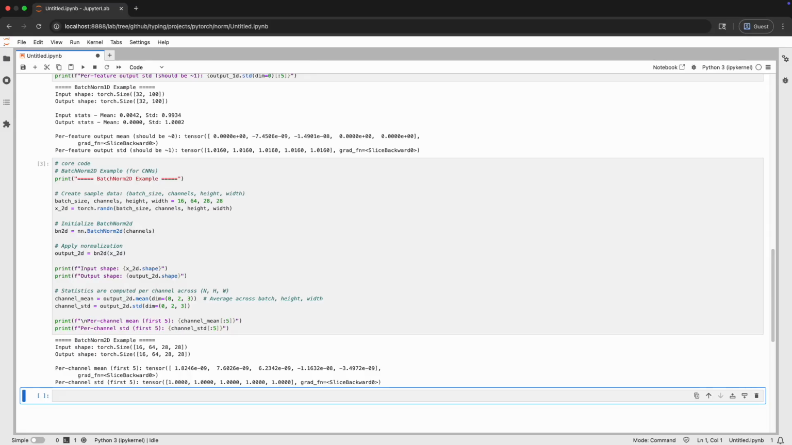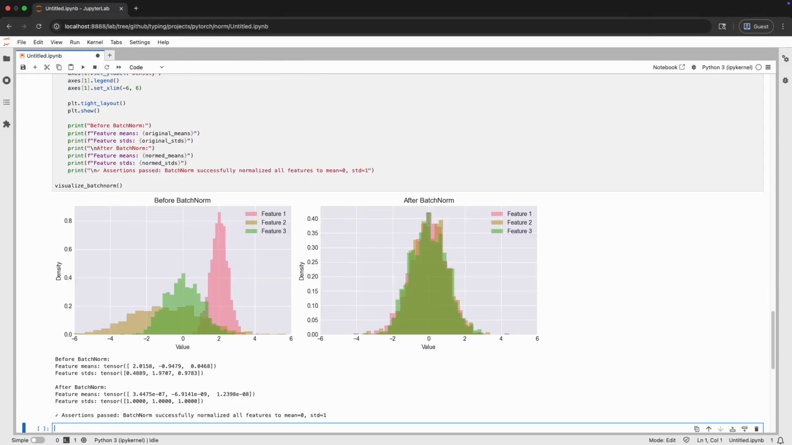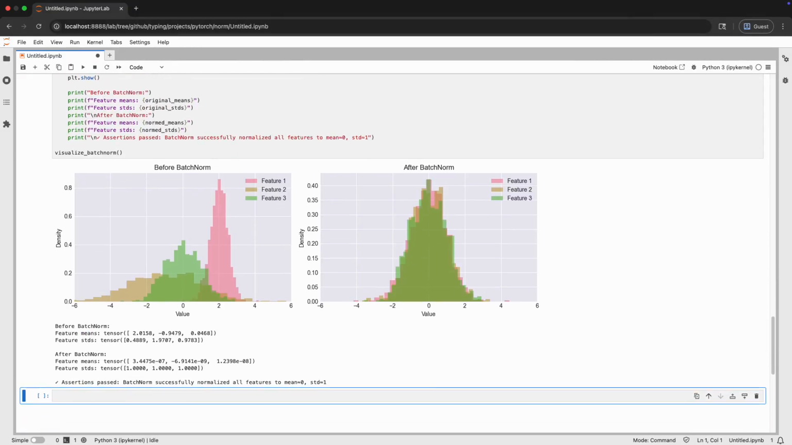Let's visualize how BatchNorm actually transforms distributions. I'm creating 3 features with deliberately different means and variances to show how BatchNorm brings them all to the same scale. Feature 1 has high mean and low variance, Feature 2 has negative mean and high variance, and Feature 3 is already normalized. This visualization beautifully demonstrates the power of BatchNorm.